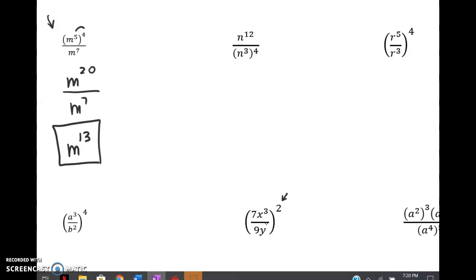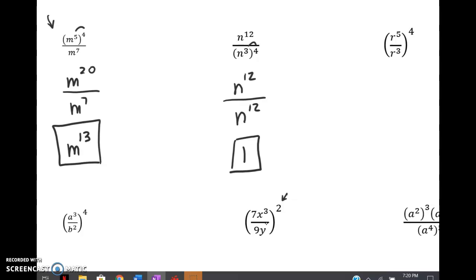All right, let's look at the next problem. We have n to the 12th in the numerator, and then in the denominator, we're going to multiply there that 3 times 4, so n to the 12th. But what did we just learn? That anything that is the same in the numerator as the denominator, that's just going to equal 1. Now you can think about 12 minus 12 being 0, but it's going to be 1.